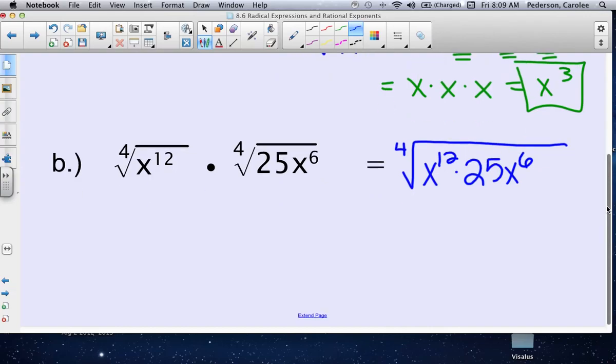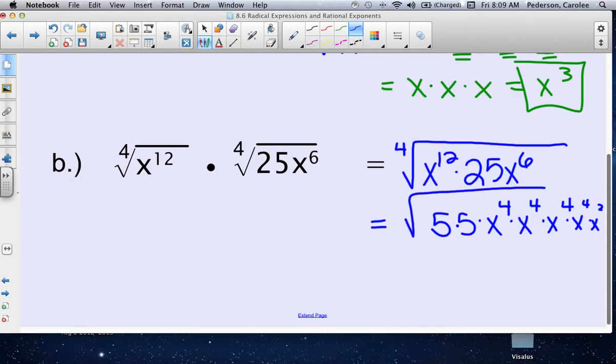Now we see if we can break down 25. 25 is 5 times 5, and then we have x to the 4th, x to the 4th, x to the 4th. That takes care of those 12. And then I have another x to the 4th and x to the 2nd. Now we look for groups of 4. So x to the 4th under the 4th root is an x. Another x to the 4th with that 4th root is an x.